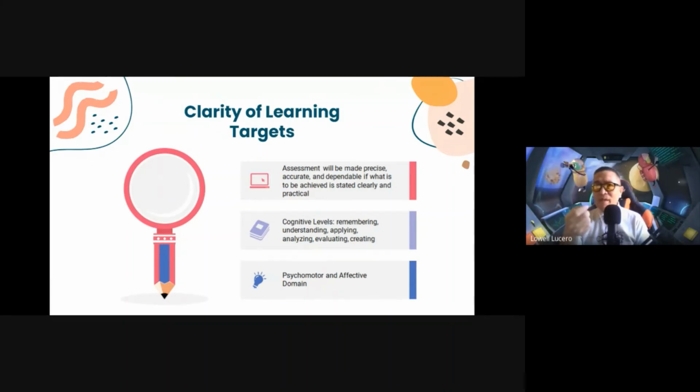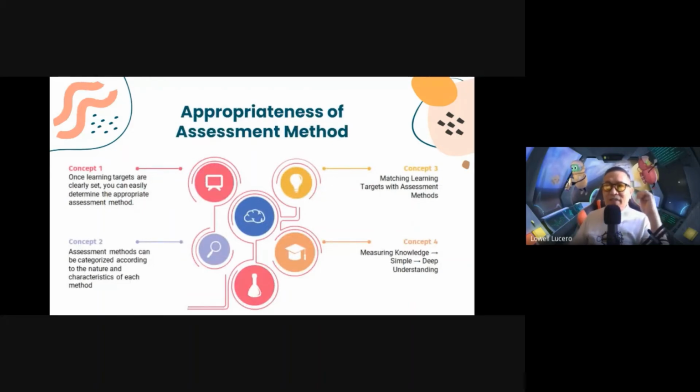When you prepare your lesson plan, dapat tingnan mo yung terms that you are using. Yung terms ba, behavior ba o hindi? If not, then do not use that one because, again, relative yung composition ng targets mo with your assessment. Right? So, these clarity of learning targets goes with the cognitive levels, now with the different domains, no? The psychomotor, cognitive, and affective domain. Any questions?